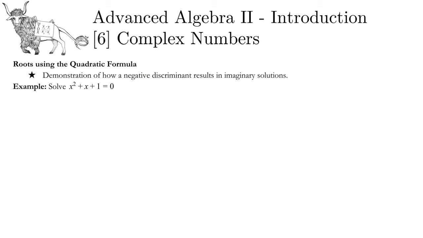Now let's revisit the quadratic formula and see how complex numbers can show up. The example says to solve x squared plus x plus 1 equals 0. Seems easy enough, right?